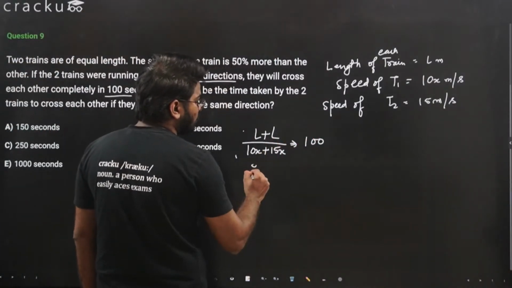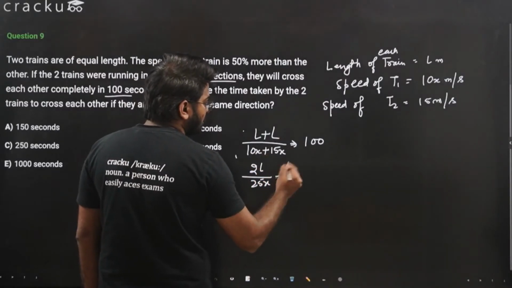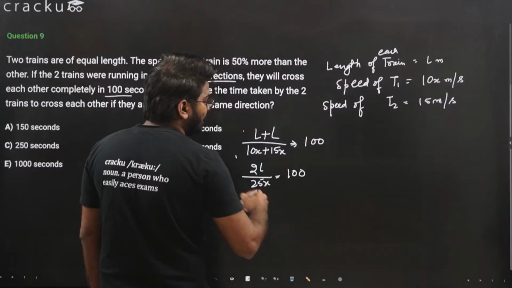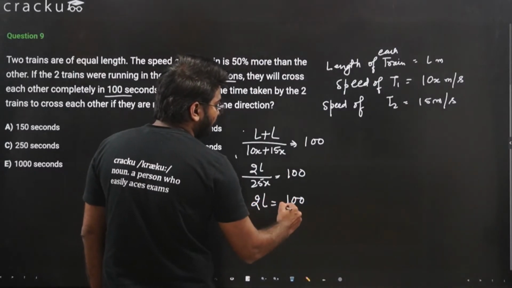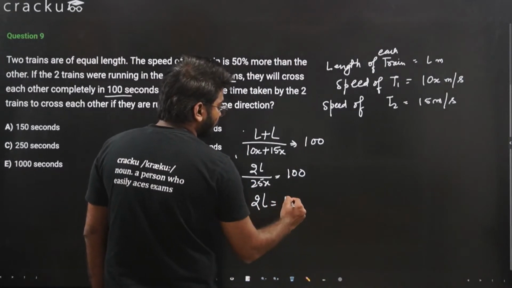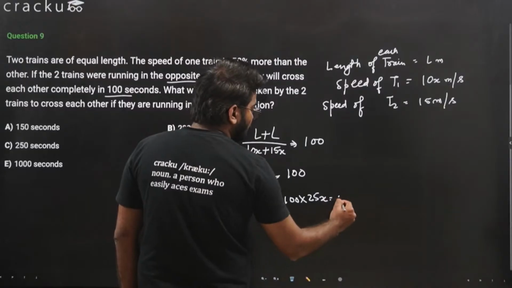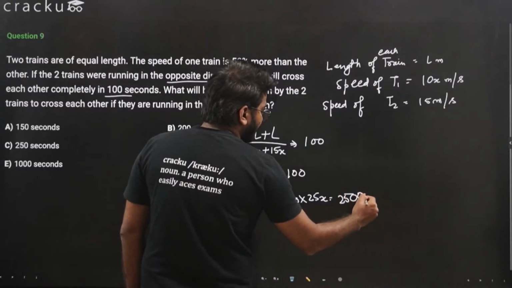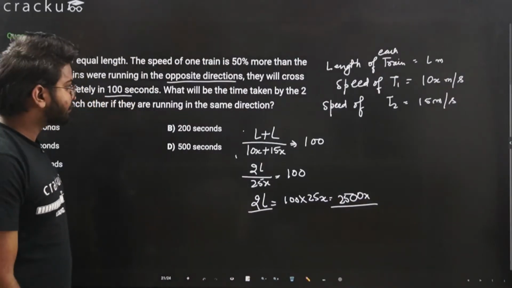Or we can say that 2L divided by 25x is equal to 100, or we can say 2L is equal to 100 into 25x, or 2500x. This is the length of both the trains.